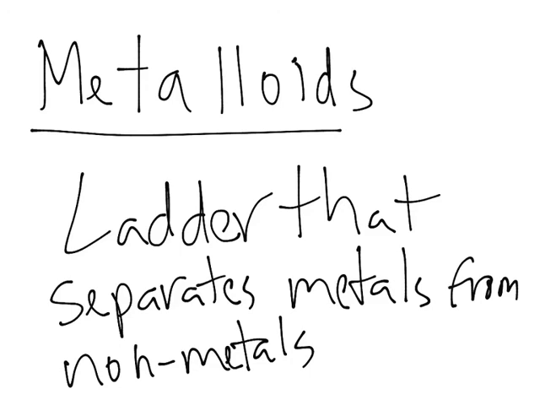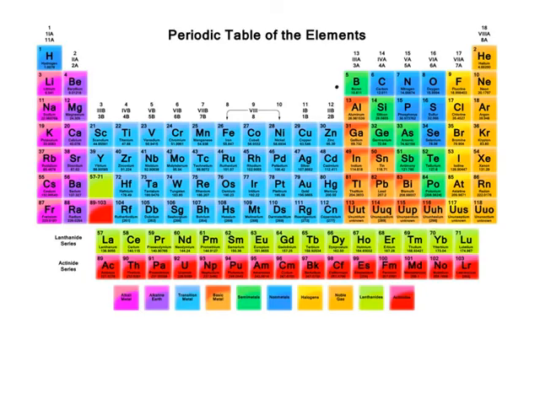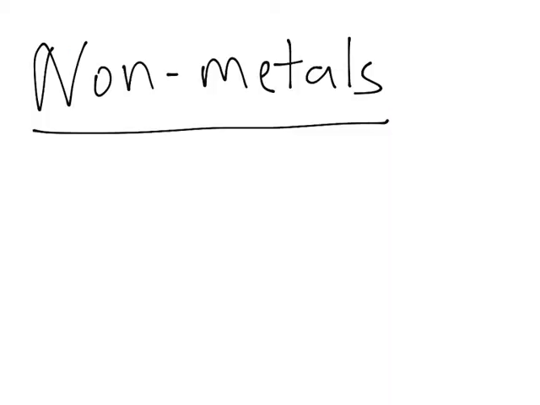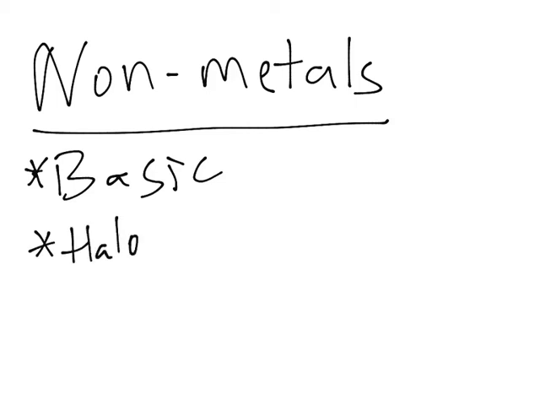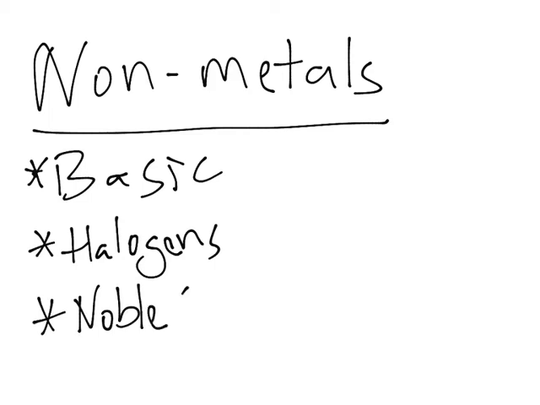And finally, we have the non-metals. For the non-metals, we have the basic non-metals, like normal non-metals, the halogens, and the noble gases. So, let's write it down. The basic, the halogens, and the noble gases.